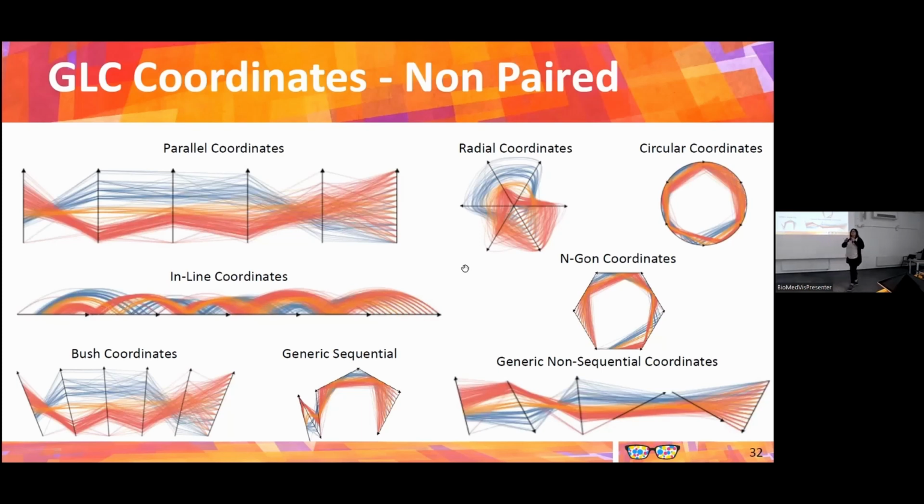The author presented two big groups of general line coordinates. The first one is non-paired general line coordinates. These coordinates are an extension of parallel and radial coordinates, and they work in a similar way. To plot a data item, you have your axes, and you plot on each axis a point with the value of the attribute associated with that axis, and then you draw lines or curves joining those points.